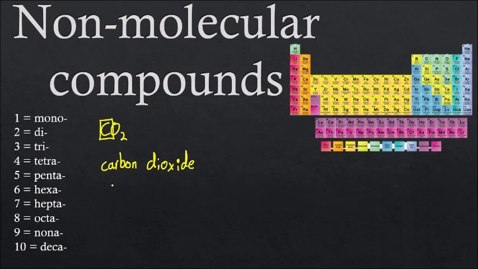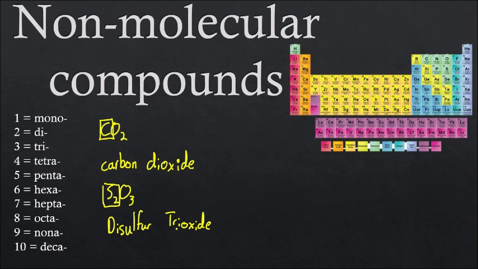Let's take a look at another one, S2O3. Now here, the first one has 2 sulfur atoms, so we want to take the prefix di, and then the full name of our element on the periodic table, which is sulfur. Then oxygen has 3, so we use the prefix tri. We take the stem of it, which is ox, and add the ending ide. So disulfur trioxide. And that's pretty much it for naming non-molecular compounds.